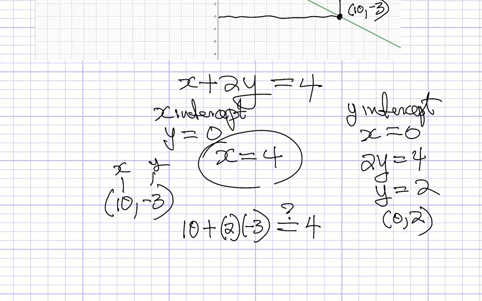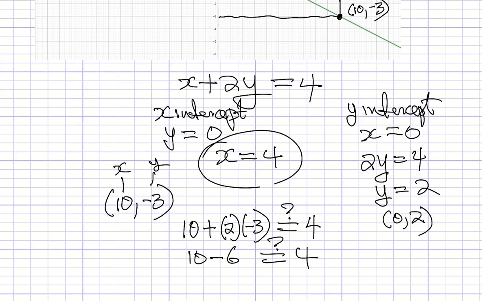I'm saying it must be equal to 4 because it's on the line. Any point on the line is a solution to the equation, and any solution you find is on that line. Remember, I made that statement in the previous video. So let's evaluate this. We'll have 10 plus 2 times minus 3. It becomes minus 6. Okay, is that equal to 4?